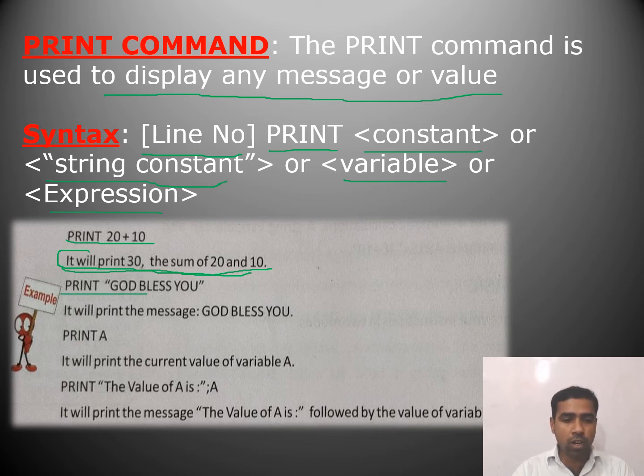Then print God bless you. If you write like this, it will print the same message on the screen. This message will be printed on the screen when you write the program. So it will print like this. If you write print A as input, what output will you get? You will get only the A. In this way, whatever you write in the syntax, in the variable or in the expression, using the print command it will print on your output screen. So this is about the print command. Understood now, children? The let statement and the print command.